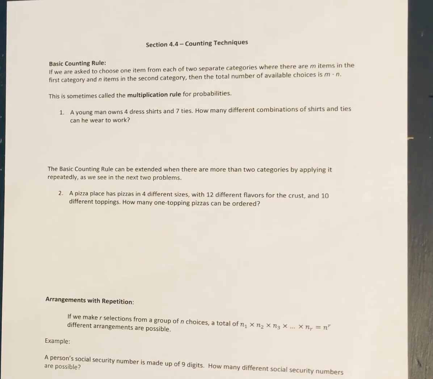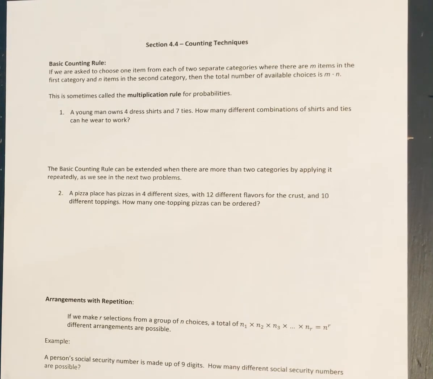And this says if we're asked to choose one item from each of two separate categories, where there are M items to choose from in the first category and N items to choose from in the second category, then the total number of available choices is M times N. So sometimes this is called the multiplication rule for probabilities. And so just getting into an example, this is really quick and easy.